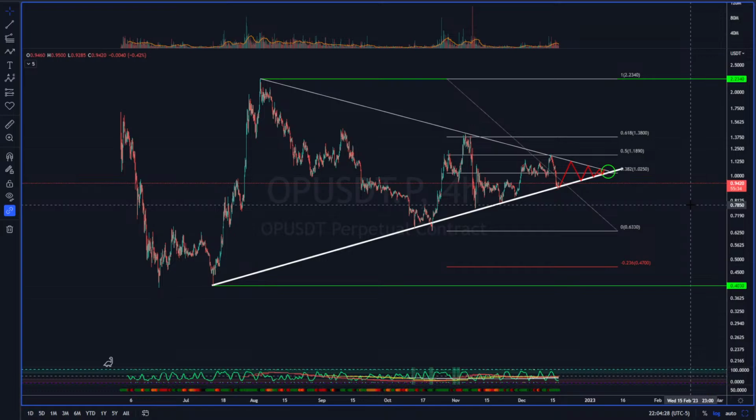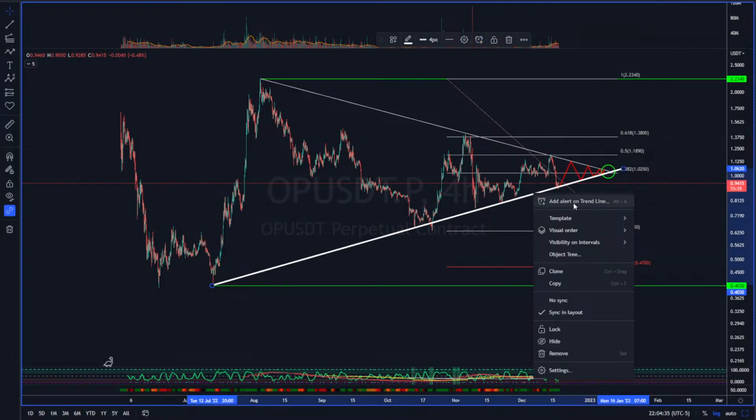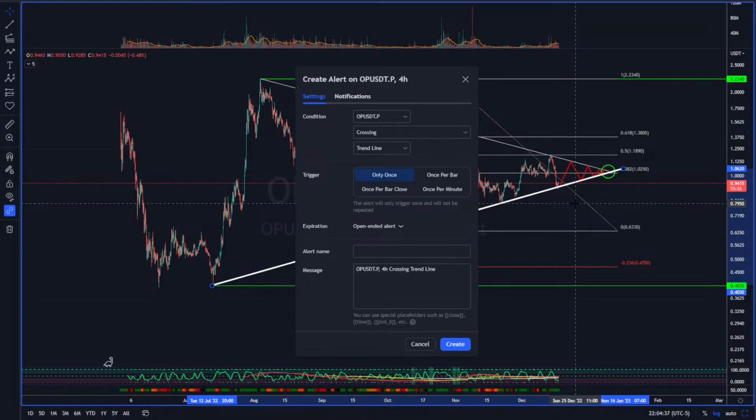And just in case you're curious, you can set alerts in TradingView on trend lines. You just simply right click on the trend line. You can add alert on the trend line. So there we go. You can say, all right, well, when it crosses, right? You can say only once per bar. I tend to do once per bar close because I want the candle to close on the other side of it. I don't want to just know when it touches it. I want it to close on the other side of it.